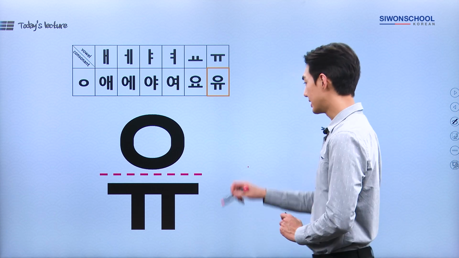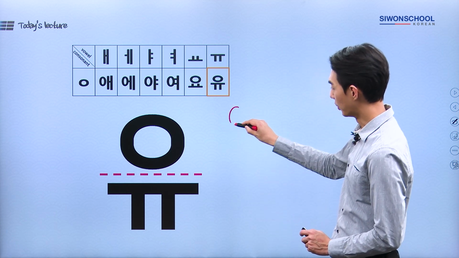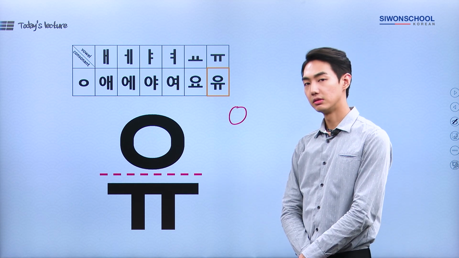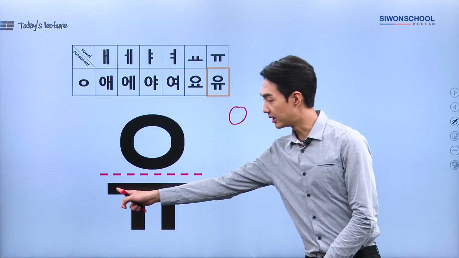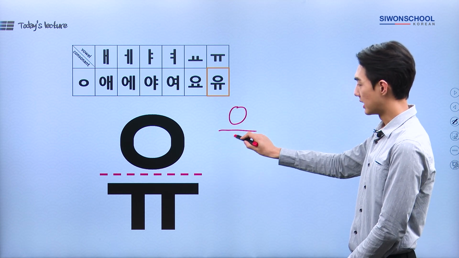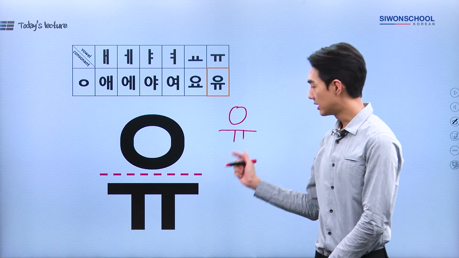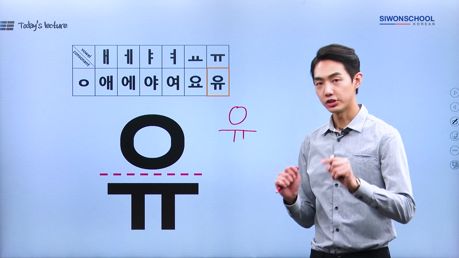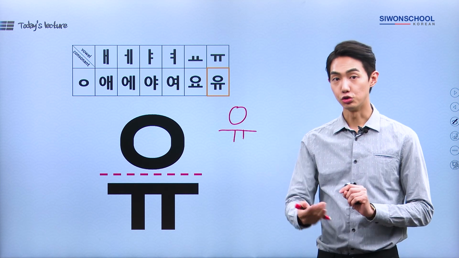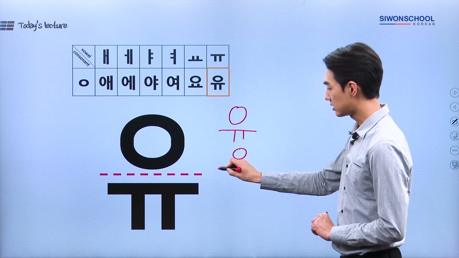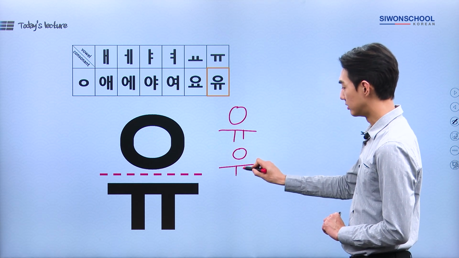Next one is what? 유. Circle first. And try to imagine how you write this. Which one comes first? This one comes first, right? So left to right, down, down, left from right. So this is 유. Just like 'you' in English. 유. Circle first, dash, and then down, down.